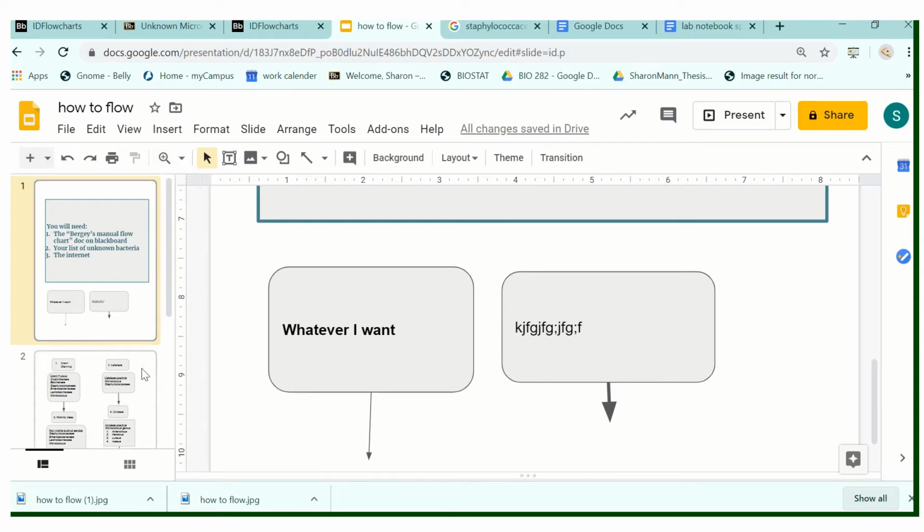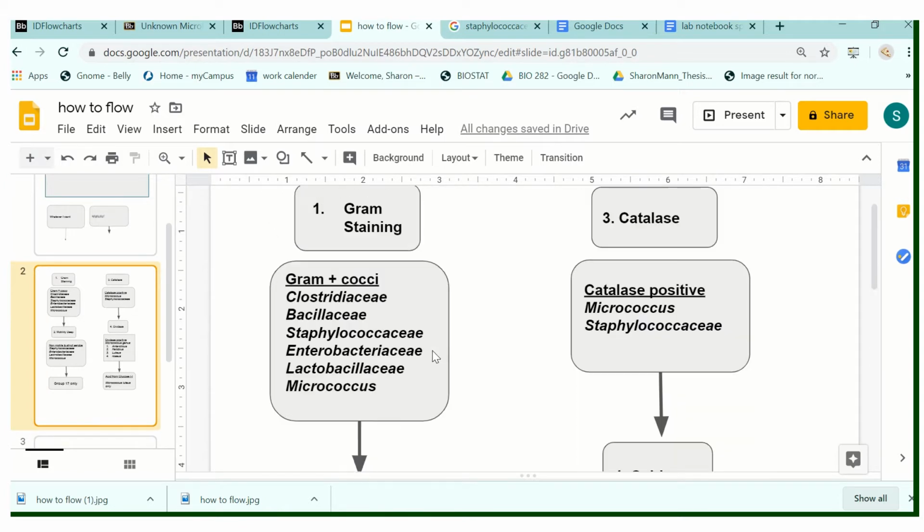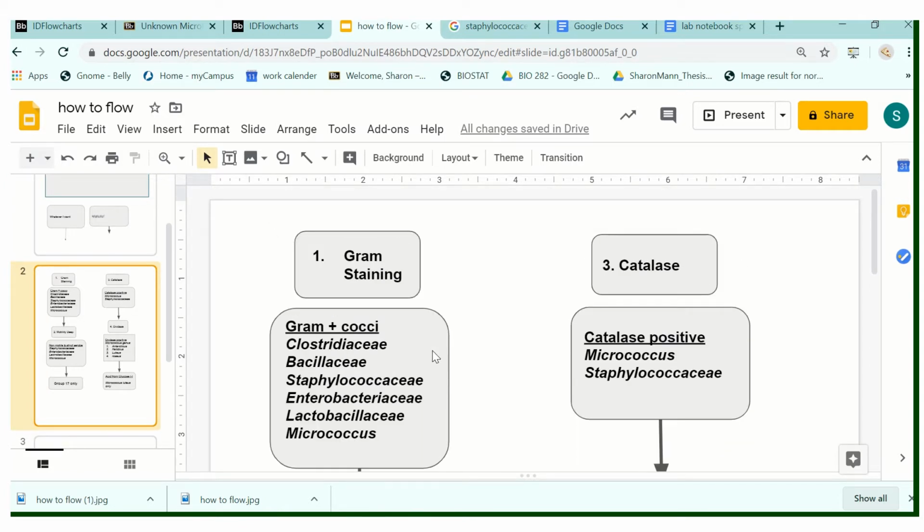Okay, so moving on. I have already completed a flowchart, so I'm just going to walk you through each thought that I did here. The first thing I did was I started with gram staining. Gram staining gives you a lot of information. At the same time, you will know the shape of your bacteria, and you also know whether or not it's gram positive or gram negative. So I found that mine was gram positive and it was a cocci.